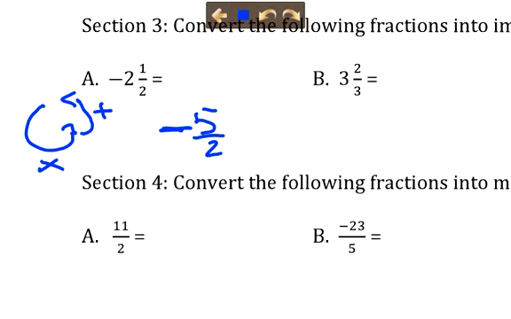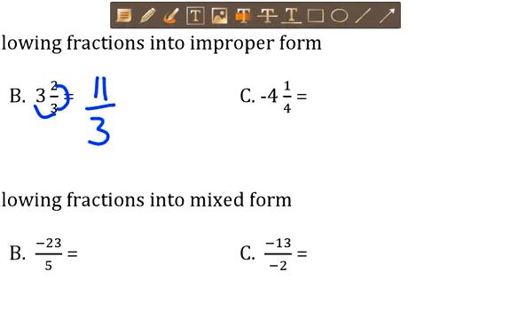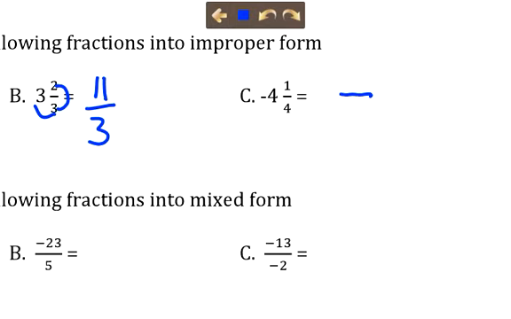Here you would get 3 times 3 is 9. 9 plus 2 is 11. 11/3. This one, same idea. You want to make sure you leave your negative. 4 times 4 is 16. Add 1 is 17/4.